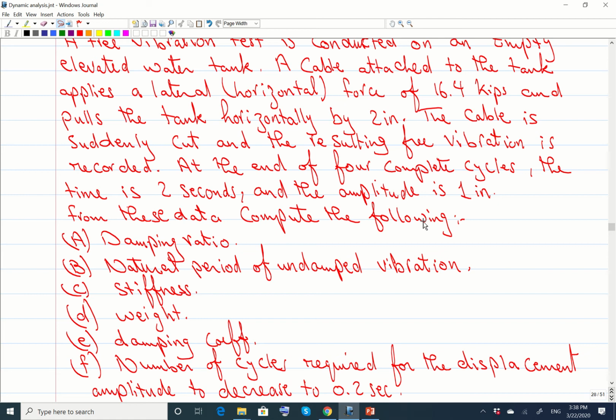During that oscillation, once we cut the cable, we kept a record of the amplitude of the displacement after 4 cycles. We started with 2 inches, but it's decaying. After 4 cycles, it became 1 inch. It took 2 seconds to finish 4 complete cycles.